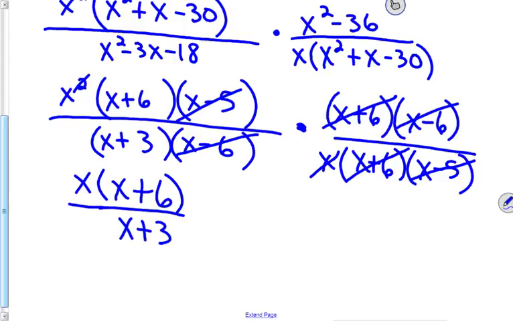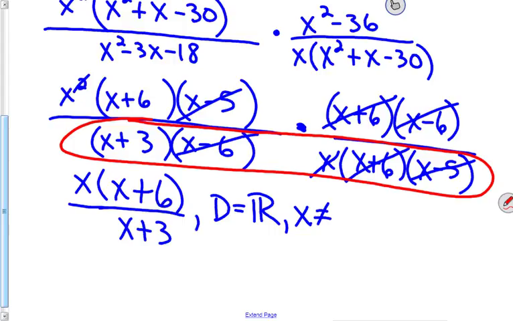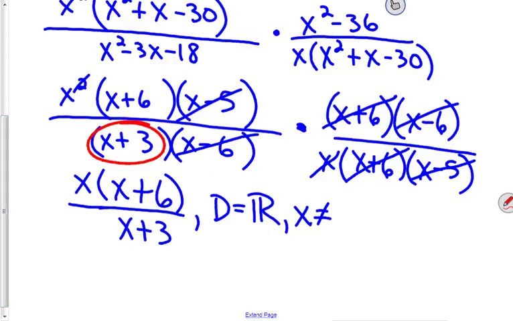There we go. Now I have to find my domain. Now I know that my domain is going to equal all real numbers, but x cannot equal, and I have to find what x cannot equal. So I'm going back, and I'm looking at all of these. Right? So let's take them one at a time. Here, x cannot equal -3, right? Okay, so cannot equal -3.